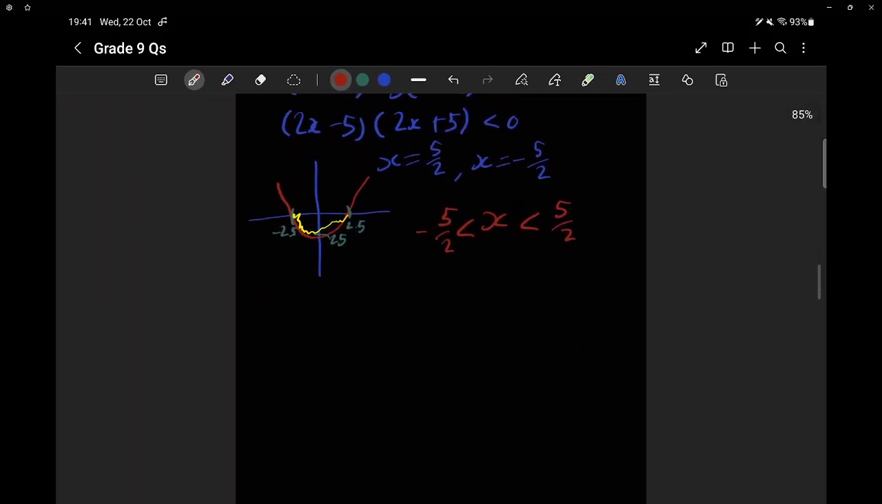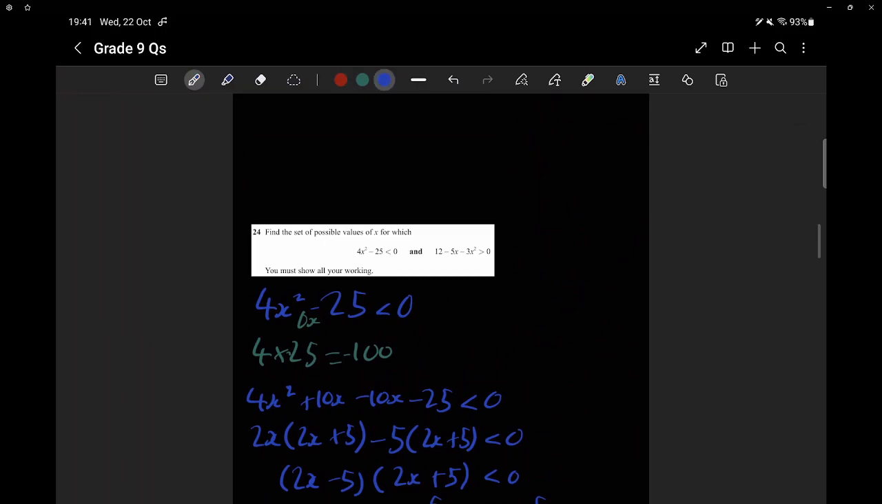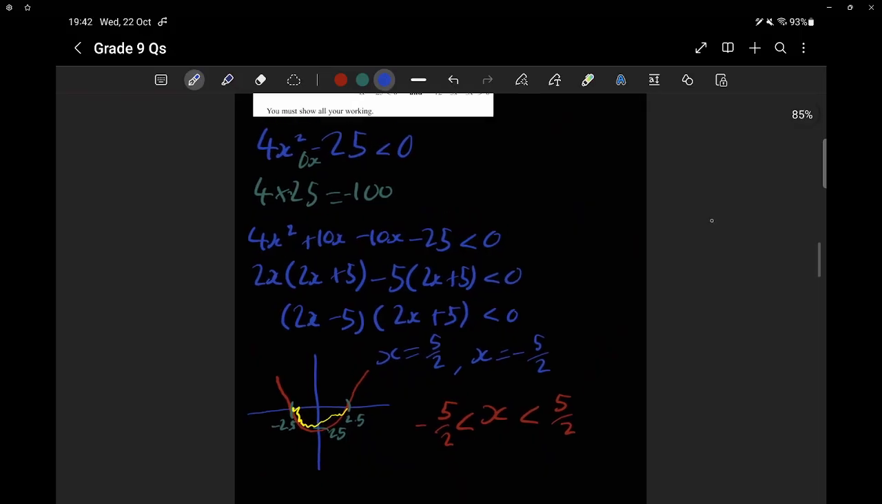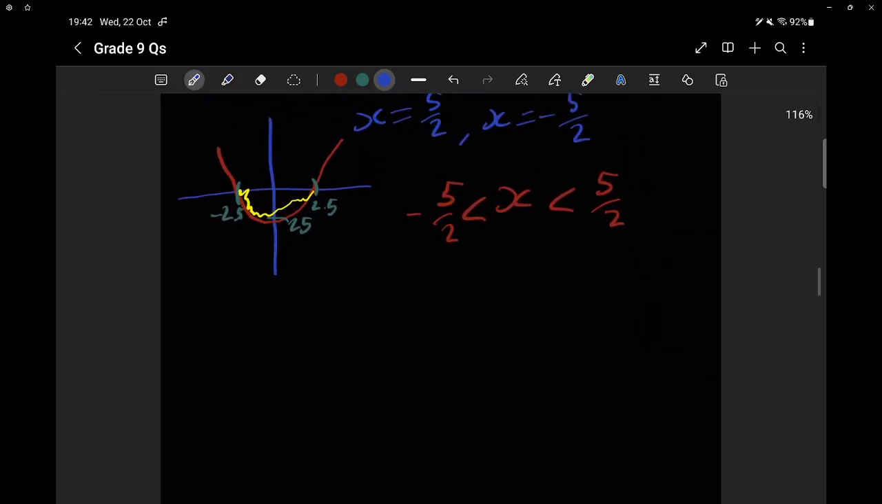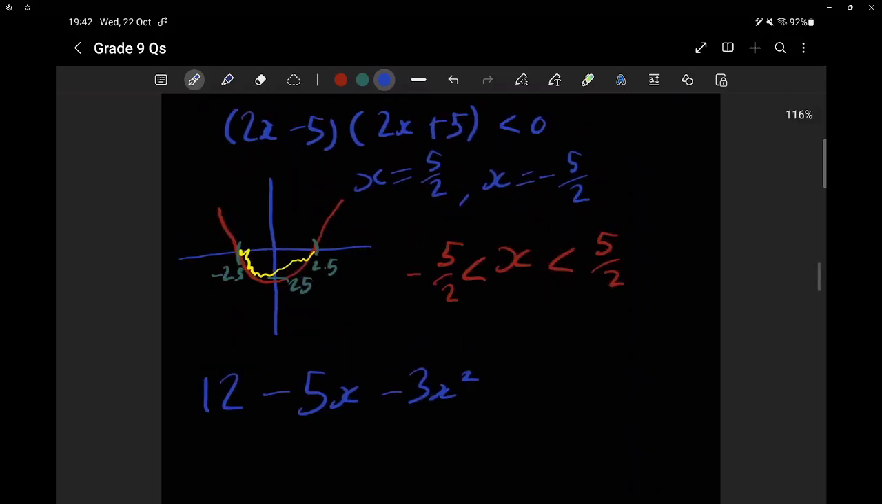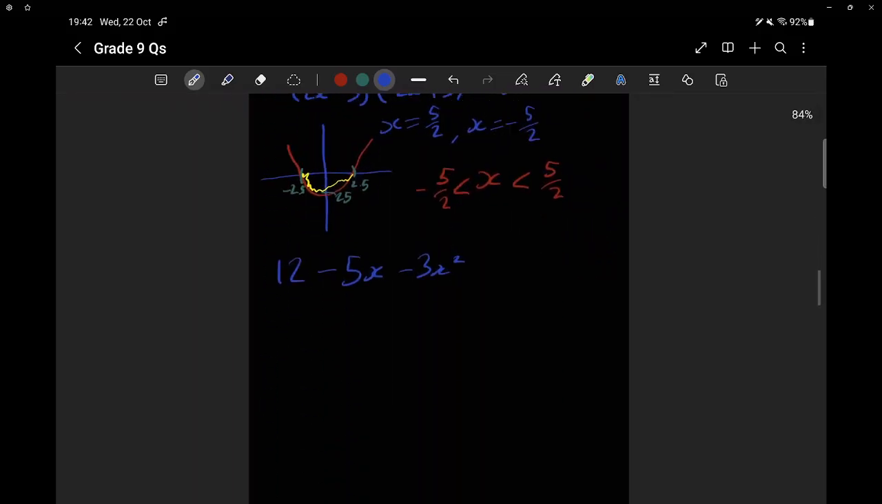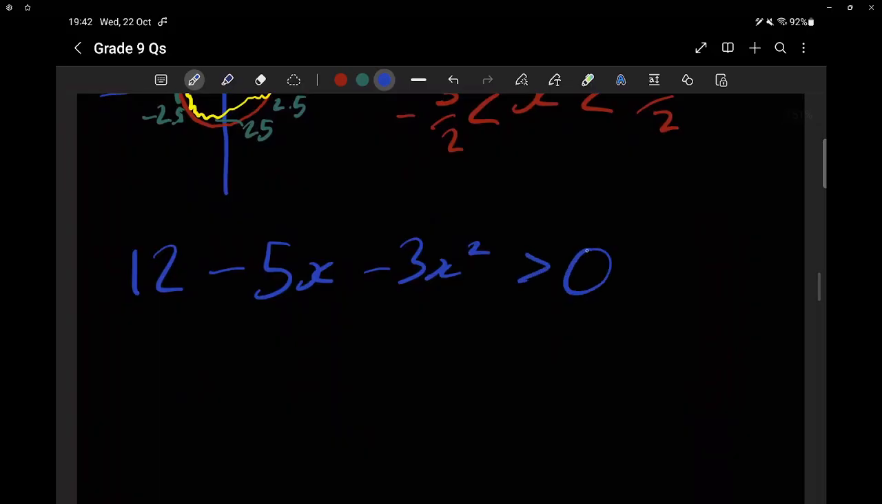Okay, so we've solved the first quadratic. Now we just need to do the same with the second. So it's 12 minus 5x minus 3x squared, and that was greater than 0. Okay, so with this quadratic, our coefficient of the x squared is negative, which is fine. We could solve it like it is, but personally, I'd quite like to make it positive. So if we make it 3x squared, so we divide it all by negative 1, or we bring it to the other side of the inequality sign.